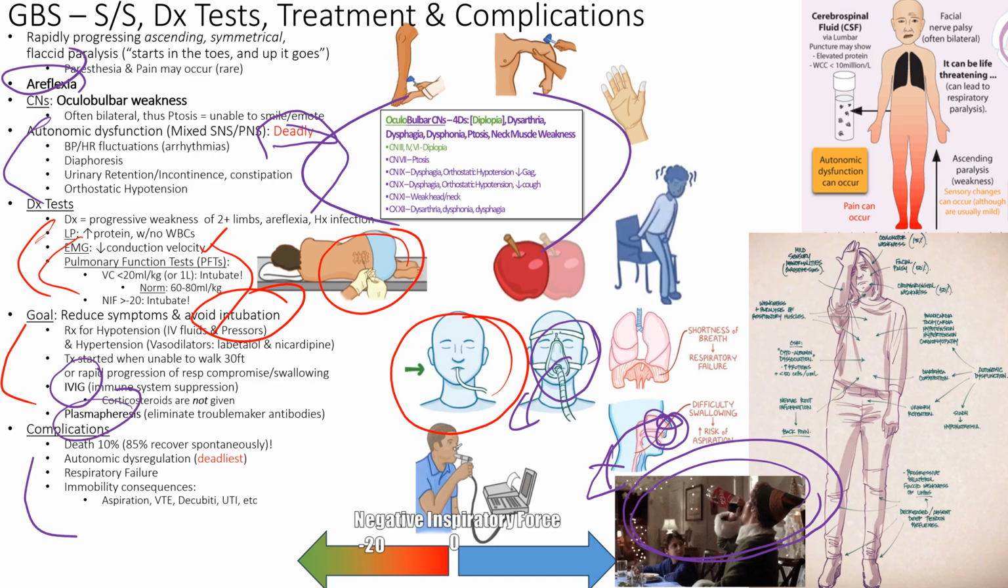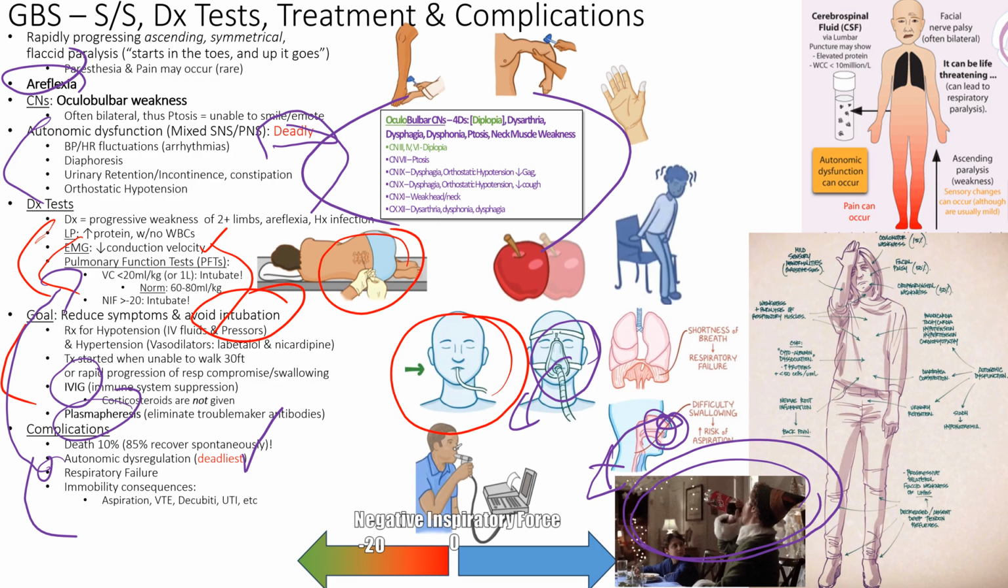All right, so the complications. Death is a complication. You don't usually have long-lasting effects or deficits from this disease, but you can die from it, which is, I guess, long-lasting too. All right, so then autonomic dysregulation, that is the deadliest one. That's where your heart rate goes up and down. All of a sudden, your blood pressure goes up to 220, and you get a hemorrhagic stroke, right? And game over. All right, respiratory failure is a significant side effect. That's why we monitor our PFTs, or pulmonary function tests, for these. And then immobility consequences. You don't have deficits from it, but it might take you 3 to 6 months to recover. So it takes a while to recover from this disease process.